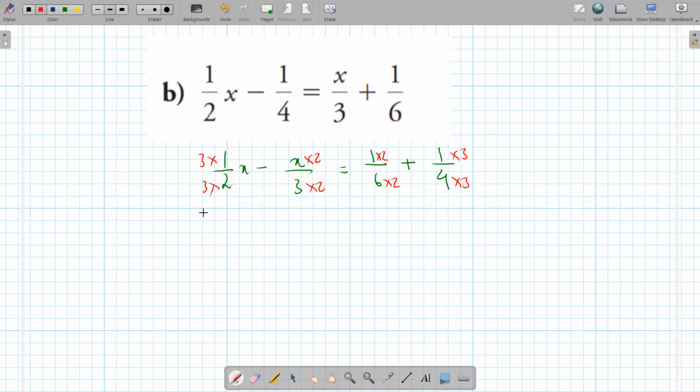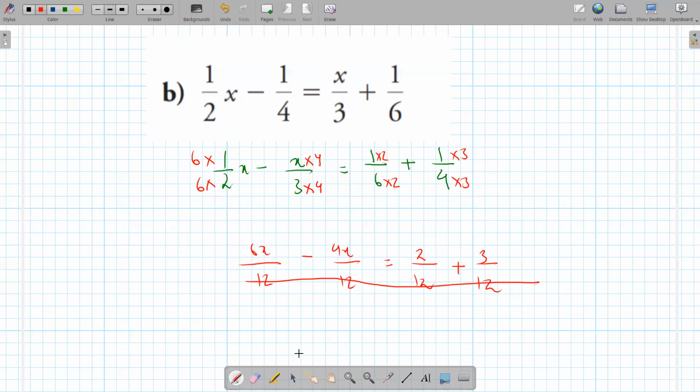If you make all the denominators common, you know what's gonna happen? They all cancel out. The denominator completely disappears. 6x/12 minus 4x/12 equals 2/12 plus 3/12. See, all of them have the same denominator. You can just completely eliminate them. And then 2x equals 5, and x equals 5/2. There we go. Easy, right?